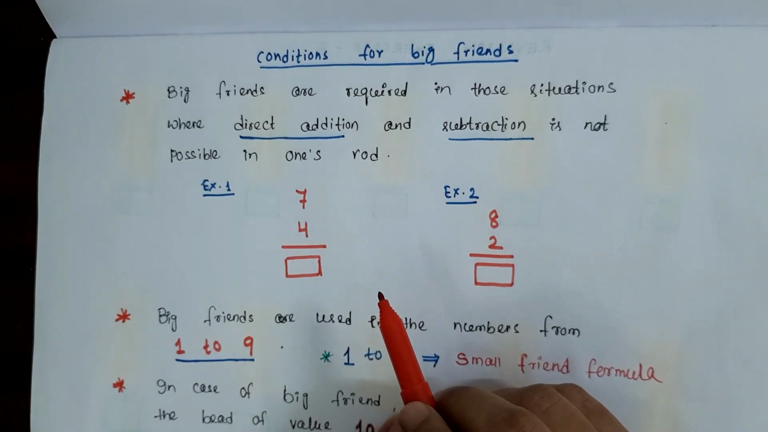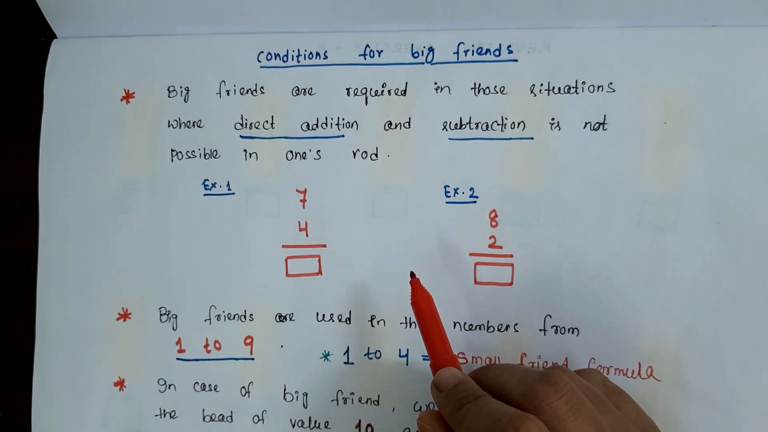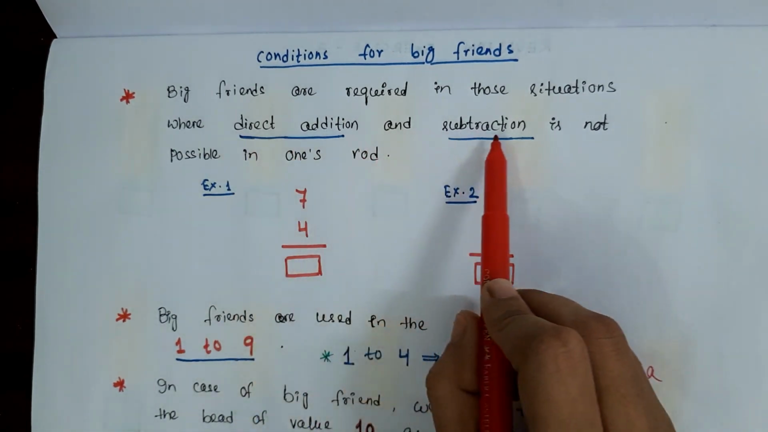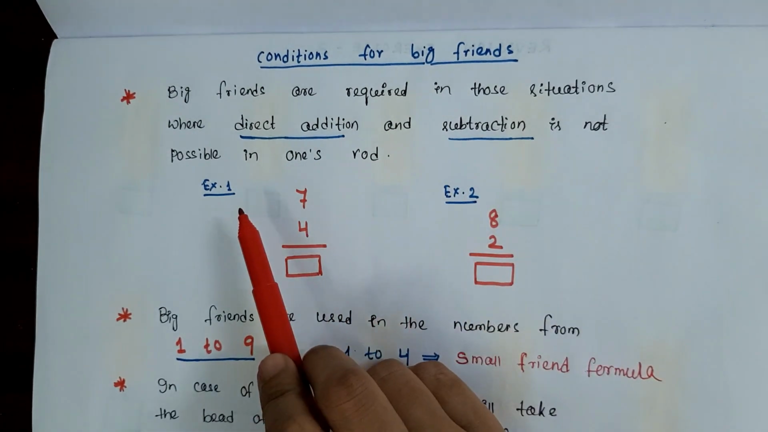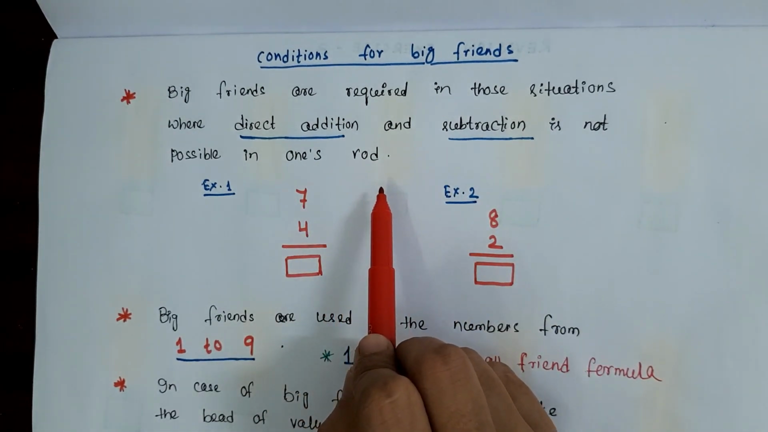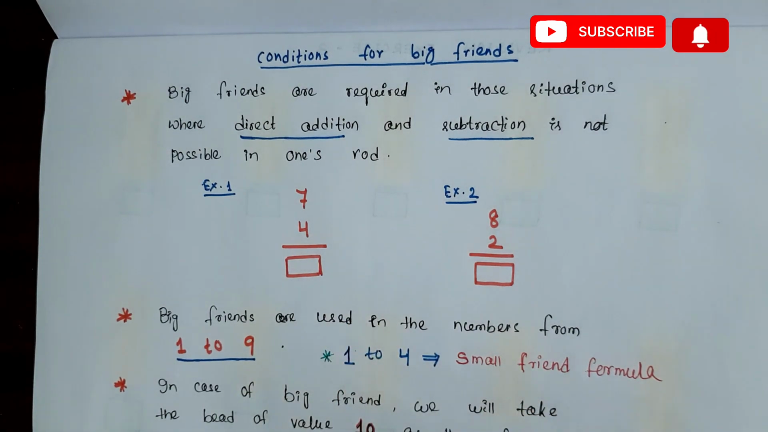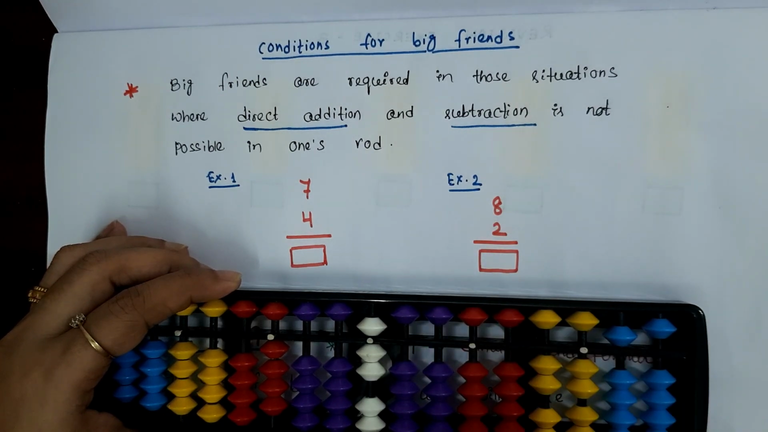Now let us know what are the conditions for big friends. In which situations we can use the big friends, right? So first condition here is big friends are required in those situations where direct addition and subtraction is not possible in one rod. Here I have taken one example, that is 7 plus 4. Here we do not have 4 more beads at the ones rod. So how can we add 4 at the ones rod?